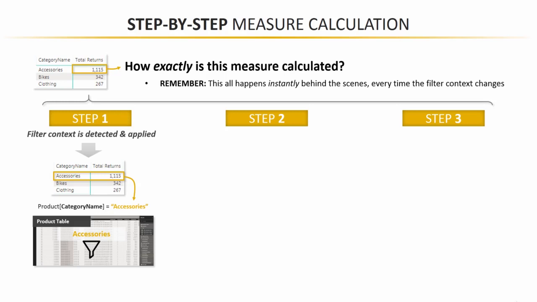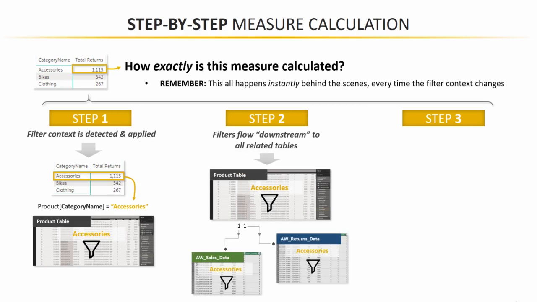And from there, we move into step two, which is where that filter context of category name equals accessories flows to all downstream related tables. So if you had a model like this, where that product table were connected to two data tables, sales and returns, you would see both of those data tables filter down accordingly to only the product IDs where the category equals accessories. So you end up with filtered down versions of both of those data tables as well.